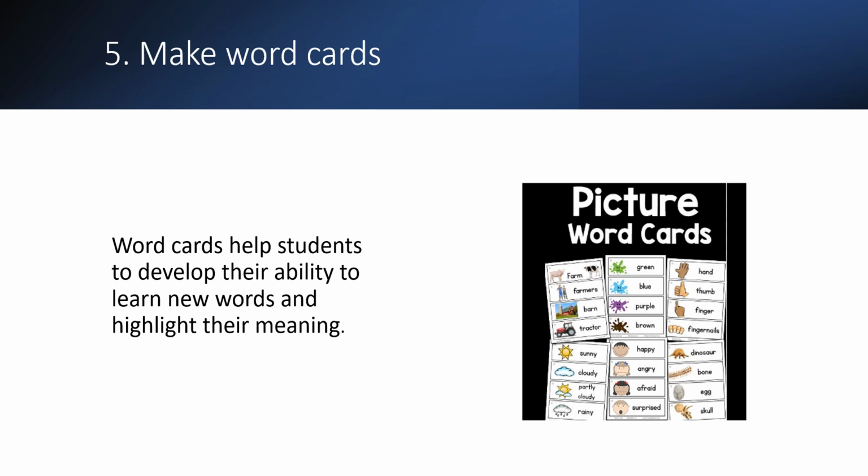Fifth, make word cards. Word cards help students to develop their ability to learn new words and highlight their meaning. There are a few ways you can get students to create their own word cards. In this example, students can write single keywords on separate blank cards. They'll determine if that word is a noun, a pronoun, an adjective, or a verb. Make sure they write the definition below each word. Instruct them to use those words in a few sentences or turn the word into a quick writing prompt.